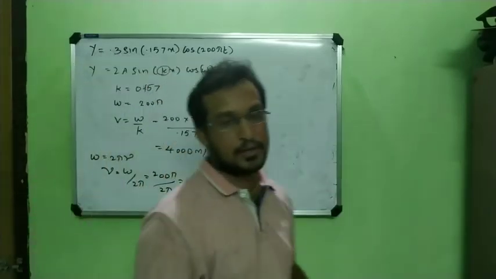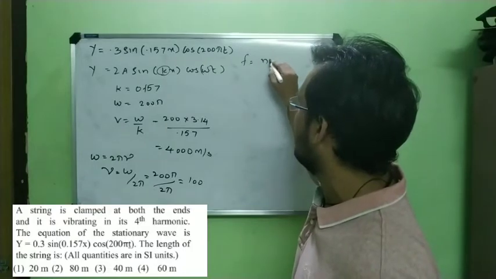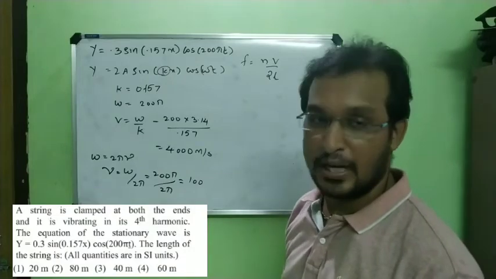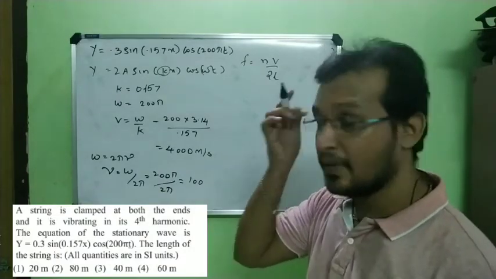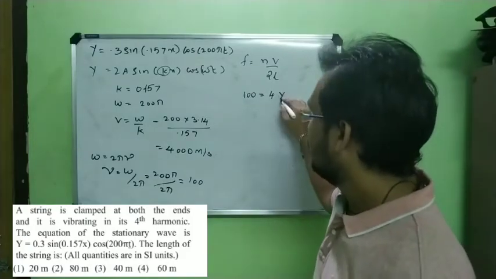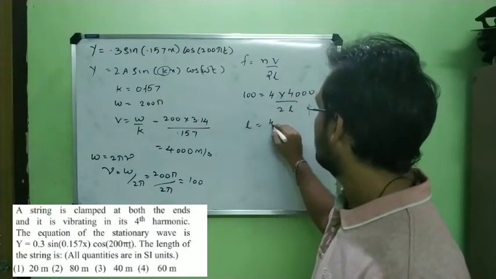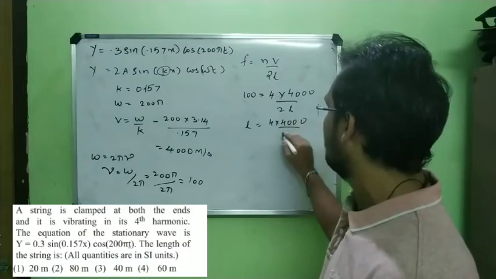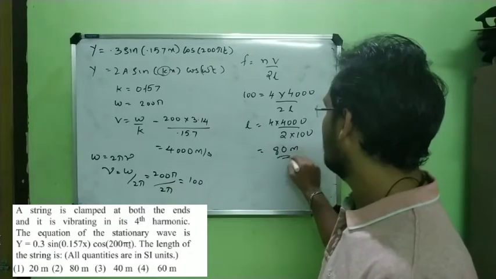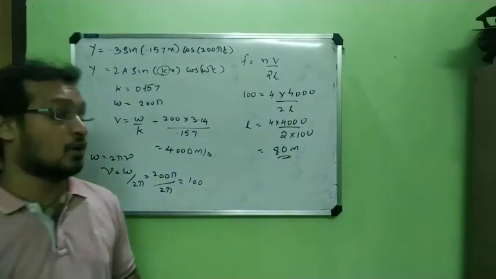Frequency equals 100. Now, the frequency of the string is given by n into v by 2l. This is the equation. Frequency is equal to n into v by 2l. N means nth harmonic. So 100 equals, 4th harmonic means n equals 4. Velocity is 4000 divided by 2l. You will get L equals 4 into 4000 divided by 2 into 100. What is this? 80. The answer will be 80 meter, option 2. Got it? Take a screenshot.